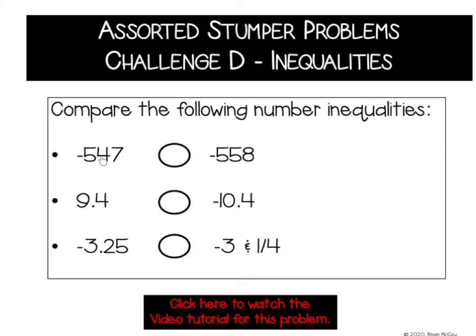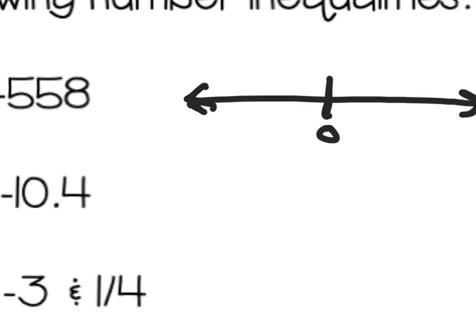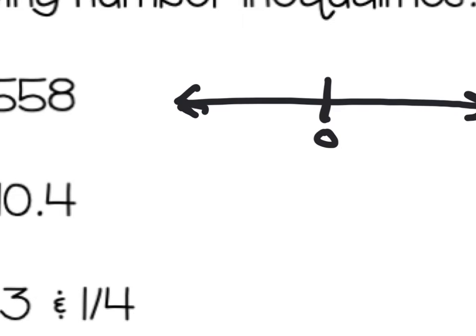Bam! All righty. So the first thing we're looking at is negative 547 and negative 558. Now what I like to do is draw a little number line, and you can do that real quickly just by drawing a line and making your zero right in the center. And now if I look at this first number, negative 547, it's definitely going to be on this side in the negative section. So let's go ahead and just plug it in here.